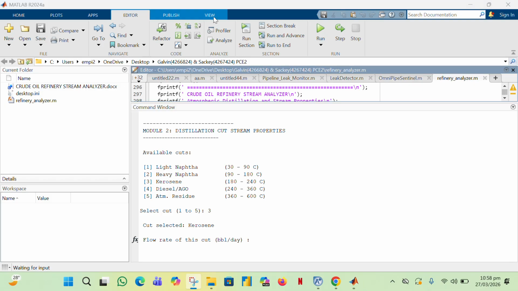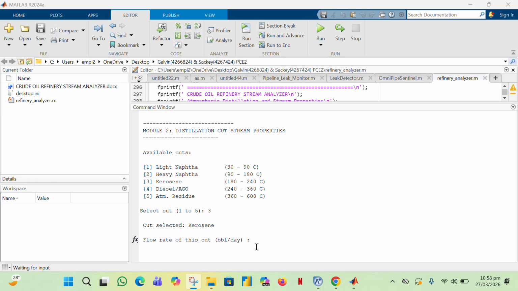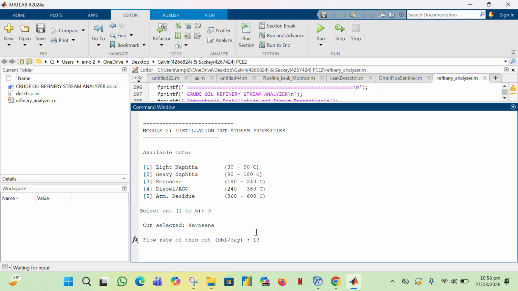The first thing they're asking for is the flow rate of this cut. From our Model 1 result, we know that kerosene is coming out at 1,300 barrels per day, so I'm going to input 1,300. Secondly, it's asking for the pipeline internal diameter in inches. In a real refinery, this comes from the engineering design drawings. For a kerosene product line, 6 inches is the standardized size, so I'll enter 6.